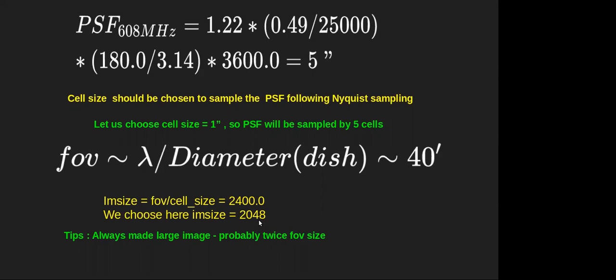We do not need to make a large image here. Basically, the reason behind is that you have a point source in the phase center. You do not have a huge amount of sources which are distributed over the wide field of view. So it is okay if you choose 2048 as the image size. So one tip is that always make a large image, probably twice the field of view.